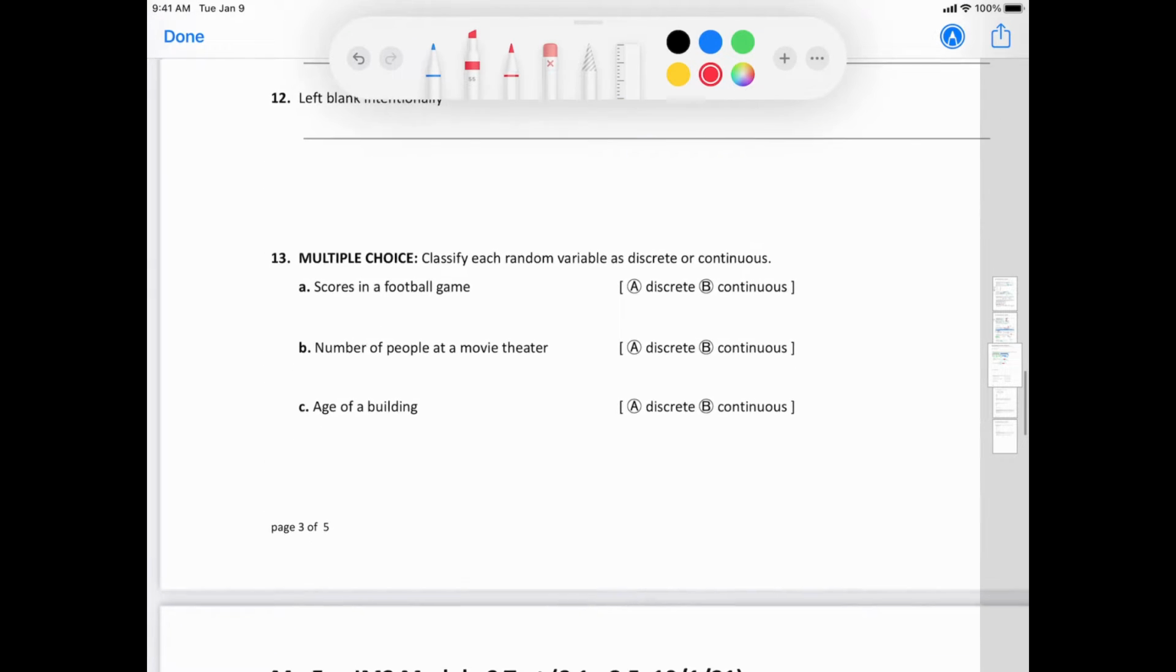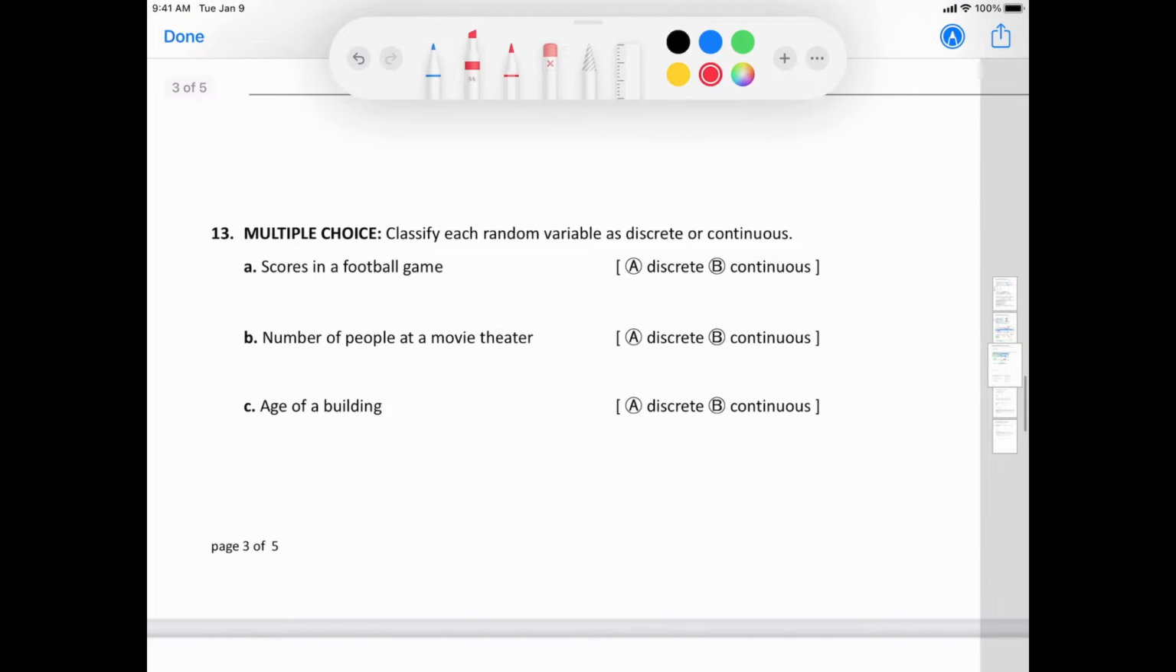Number 12 is left intentionally blank, and then number 13. Classify the variables as discrete or continuous. So discrete is where you count, think of like eggs in a carton. And then continuous basically means you have decimals. Like how fast did you run that race? You might get 1 minute, 7 seconds, 9 minutes, 27 seconds. It could be decimals as well.